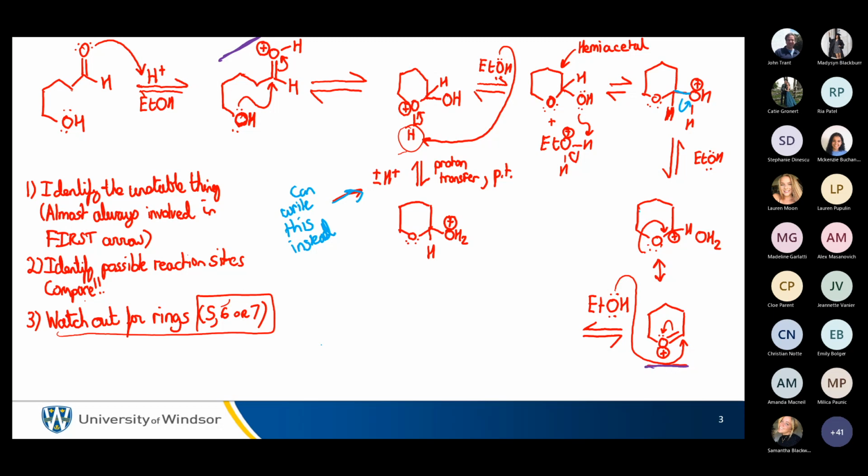The oxygen is already using 4 orbitals. It can't accept more electrons. It already has all 4 orbitals filled. But if we attack the carbon, then we're in good shape.